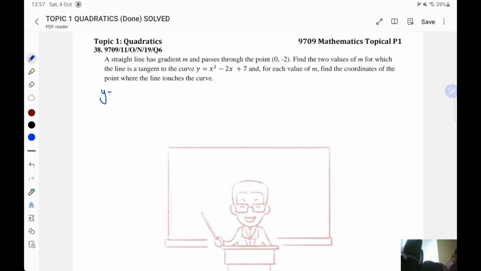So the equation of the line will be y equals mx plus c. The gradient is given to you as m, and the y-intercept is also given to you as -2. So this is the equation of the line. I have used the things that were given to me in the first line. Now in the second line, he says that the line and the curve are tangent to each other. So for being tangent to each other, I need to put the line and the curve equal to each other.